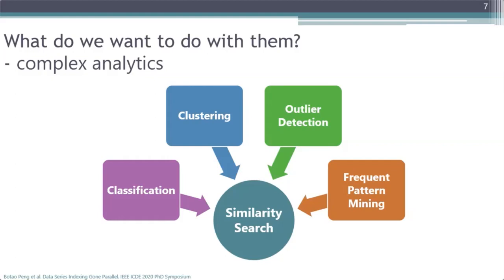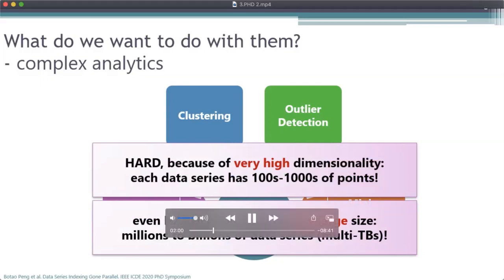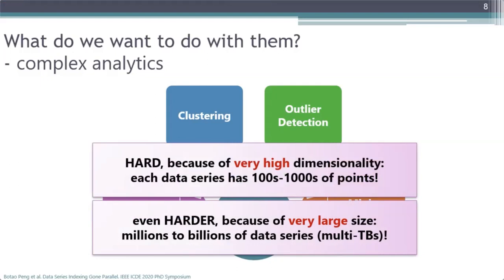However, data series similarity search is a hard problem, for two reasons. First, because data series are high-dimensional objects. In this case, dimensionality refers to the length of the series, that is, the number of points. Typically, series have dimensionalities between a few hundred and a few thousand. Note that even when we deal with streaming, or infinite series, the patterns of interest have lengths in the order of hundreds to thousands, so we process subsequences of that dimensionality.